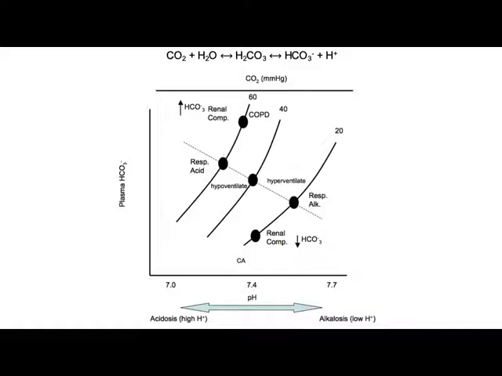Alkalotic is 7.7 and above. Remember, the pH scale goes from, was it 2 to 13? Even I forget. 2 to 14? The pH scale?